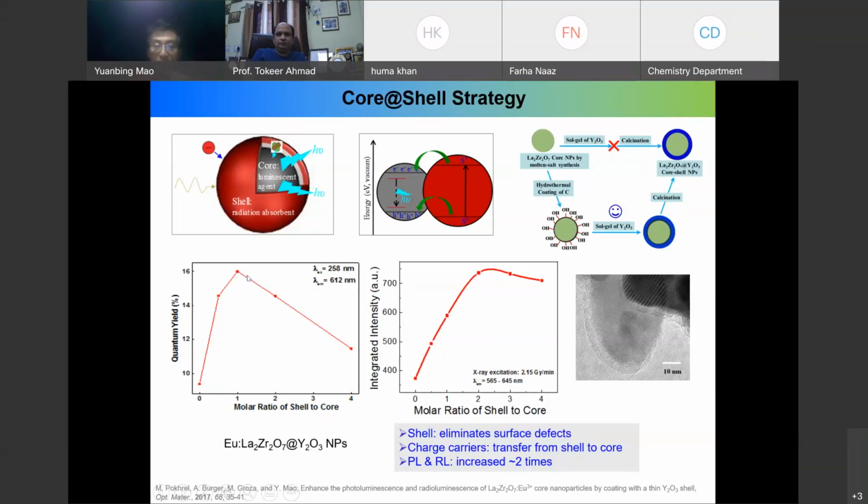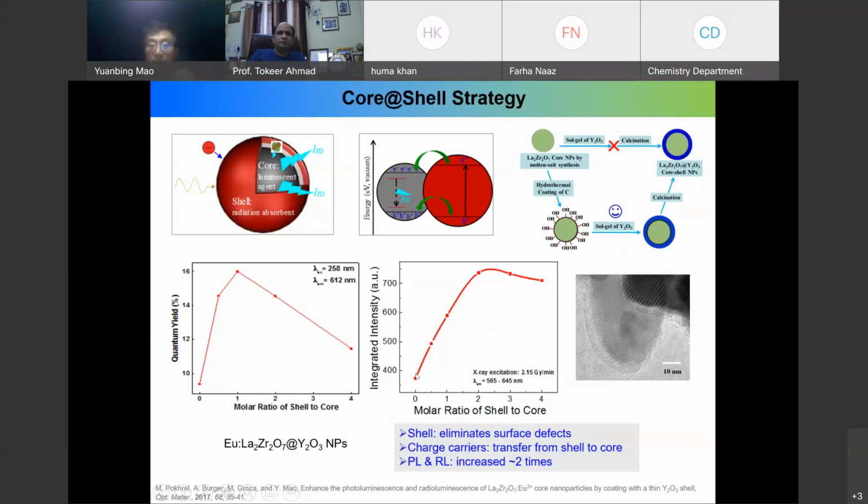It's understandable, right? If we keep increasing the shell material, as I mentioned here, the shell material is not luminescent by itself. So when we keep increasing the ratio of the shell to core, we will see the quantum yield decrease.